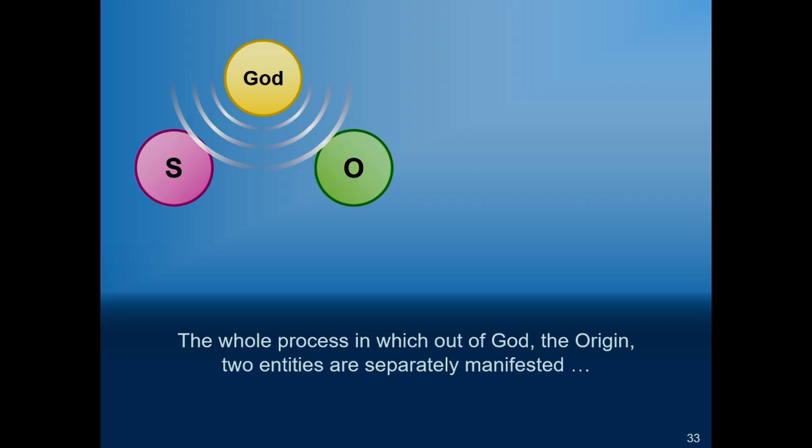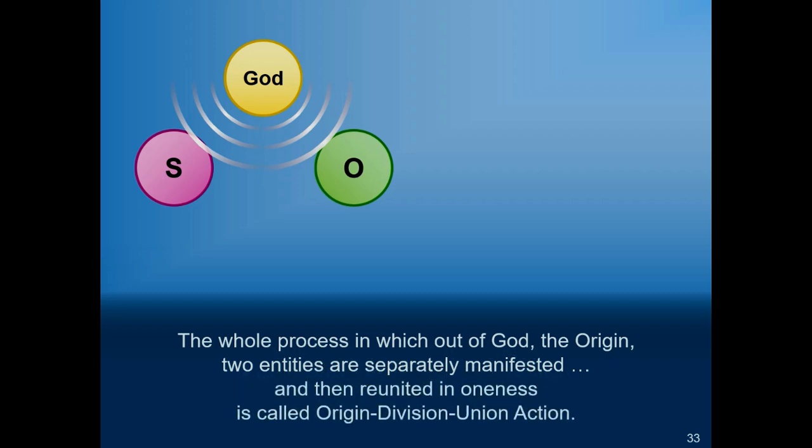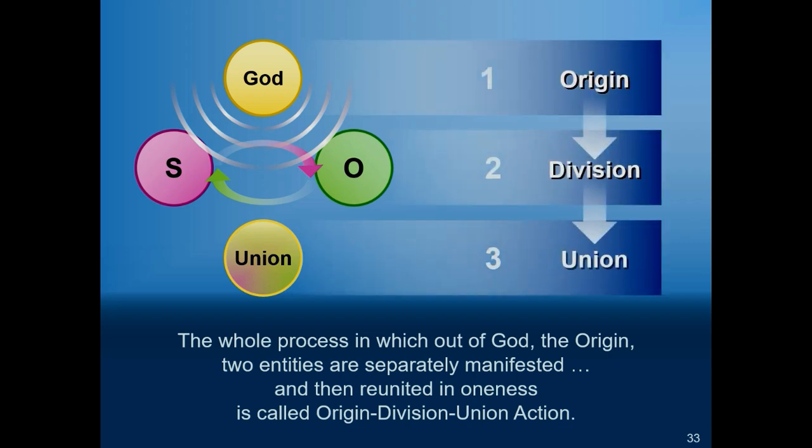The whole process in which out of God, the origin, two entities are separately manifested, like God separated himself into male and female like human beings, and then reunited in oneness, is called origin division union action. After male and female unite through give and take actions, they create a new union, and this is the creation of a four position foundation. You see God, subject, object, and union. We call it four position foundation.